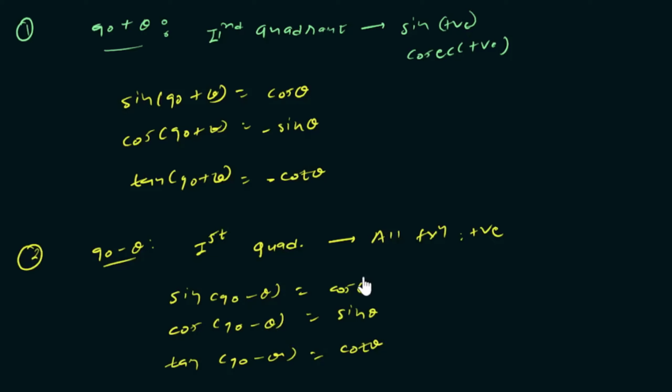So you can just directly remember: if sine is there, you will directly convert it into cos. If cos is there, you will convert it into sine, and if tan is there, you will convert it into cot only. Our third angle is 270 minus theta. Here theta will be taken between 0 to 90 degrees, so 270 minus theta will be in the third quadrant. In the third quadrant, only tan is positive, and apart from tan, cot is also positive.